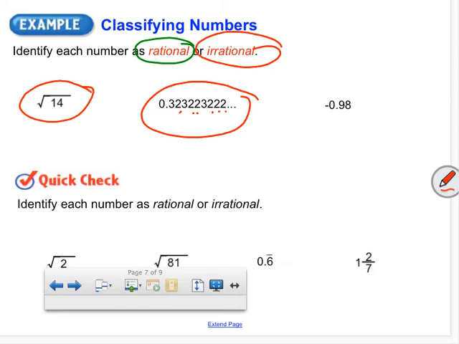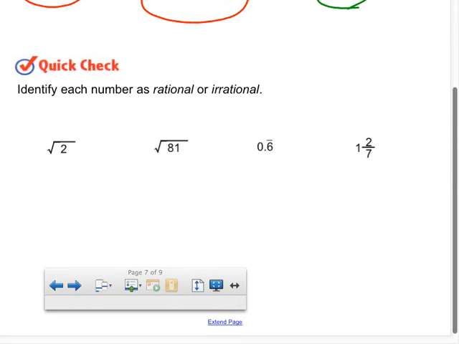How about this number? Is this rational or irrational? It is rational. Why? Can I write it as a fraction? Yeah, I can write it as a fraction. What would the fraction be? Negative what? 98 over 100. So that is rational. Okay, more examples.